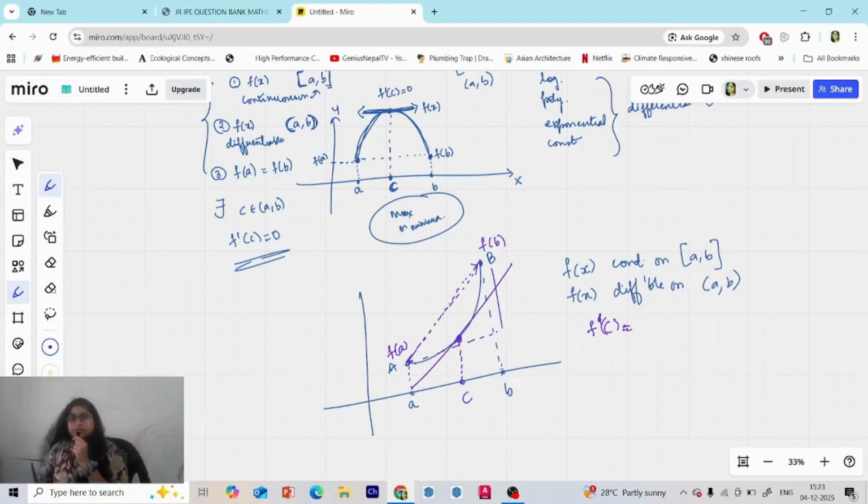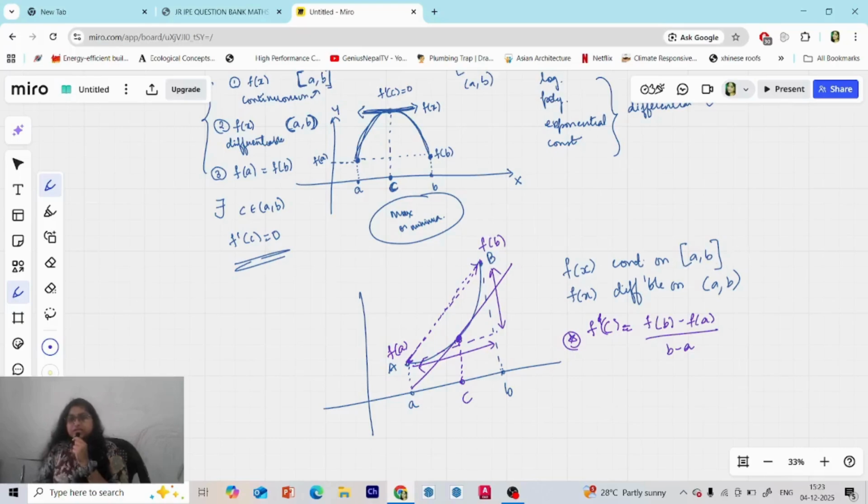Okay, this is the difference in y coordinates by the difference in x coordinates. Am I right? So the difference in y coordinates would be f of b minus f of a, correct? And the difference in x coordinates is b minus a. So that's it. This is Lagrange's theorem.